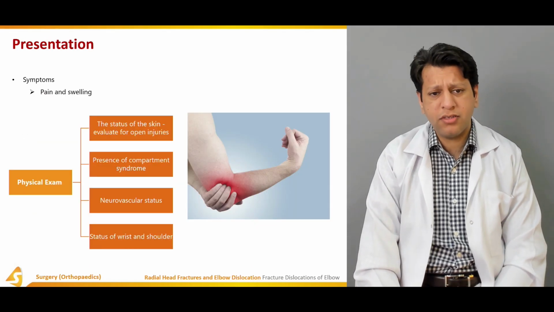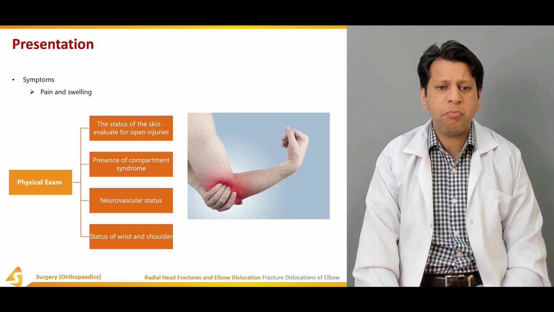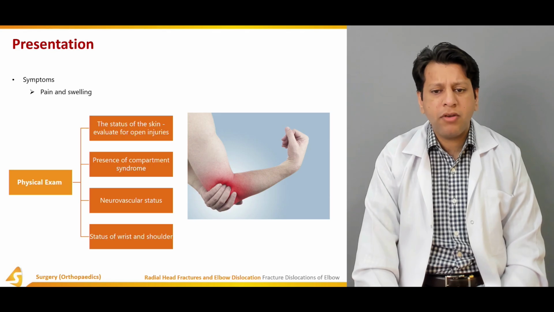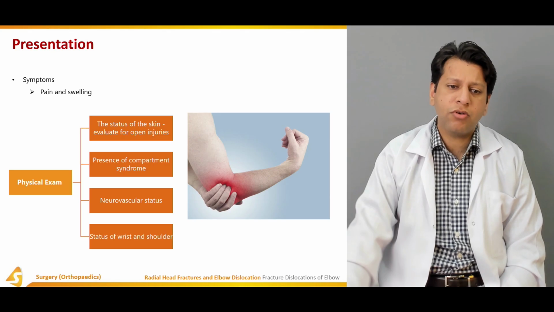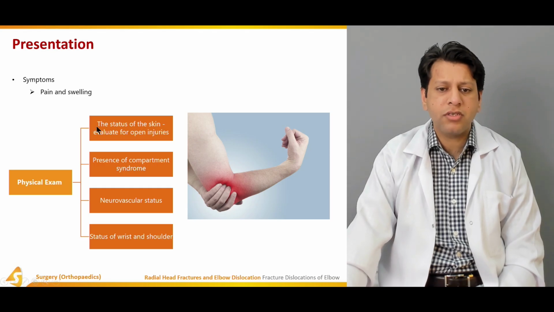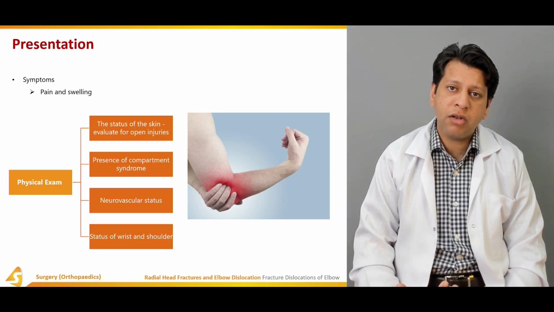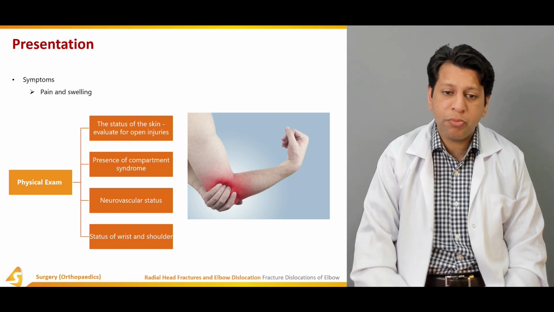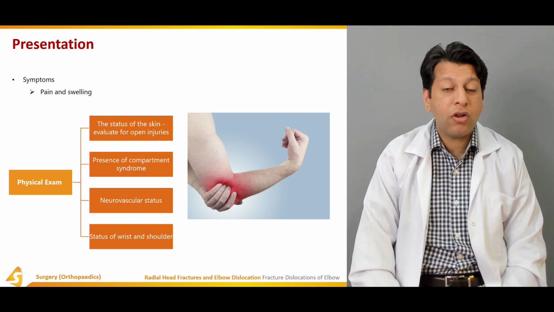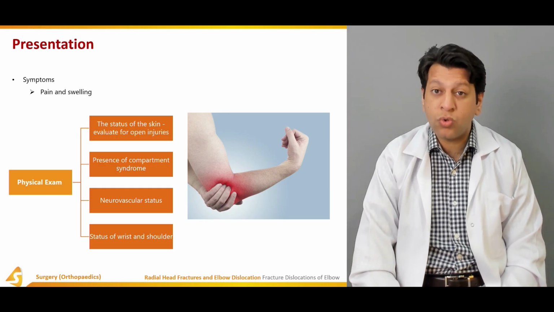Coming to the presentation. When the patient comes to the ER, there will be pain and swelling. The pain will be so much that the patient will have a decreased range of motion. On physical examination, the status of the skin needs to be evaluated. Sometimes there is a direct force acting anterior to the elbow, which may result in a posterolateral dislocation, and there may be an associated open injury as well.